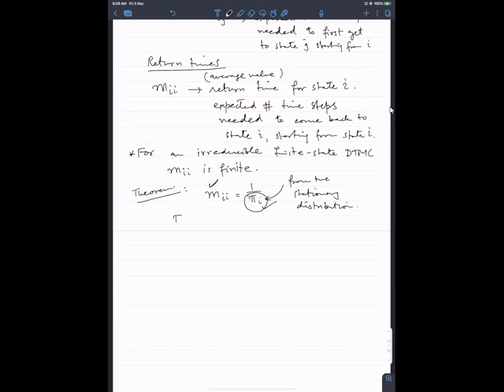And pi i is the stationary distribution, which we had defined to be the limit as n goes to infinity of P power n. This is your transition probability matrix. If you take its ith and jth element, all of those will be the same. If you take the power of P to infinity, all the rows become the same, and if all the rows are the same, that means its ith element is pi i.